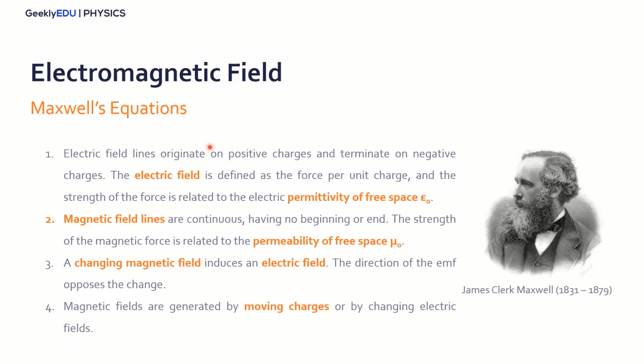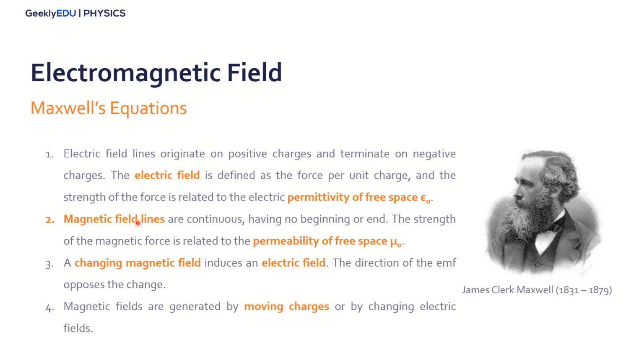First, the electric field lines originate on positive charges and terminate on negative charges, and the electric field is determined by the force per unit charge, and the strength of this force is related to the electric permittivity of free space. This first part talks about the electric field, how we calculate it, and its force.